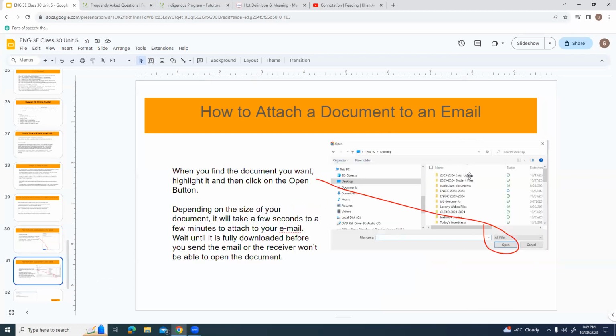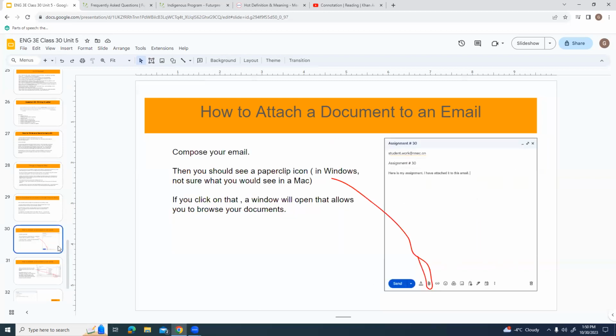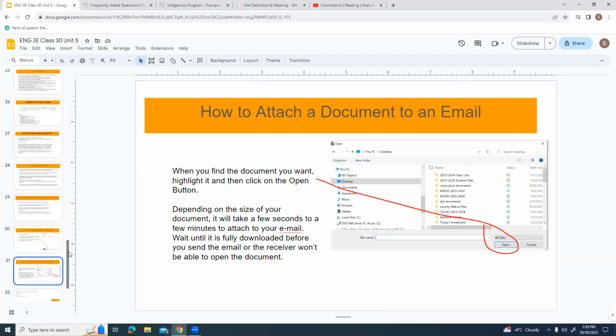So here's next. See, it's opening my things up. Once I find what I want, if I click open, it will show up here and it will attach it to my email. I won't have to do anything else. It's already in the middle of that, triggered by hitting this attachment icon. Okay. Once I hit open, it'll attach it by itself.